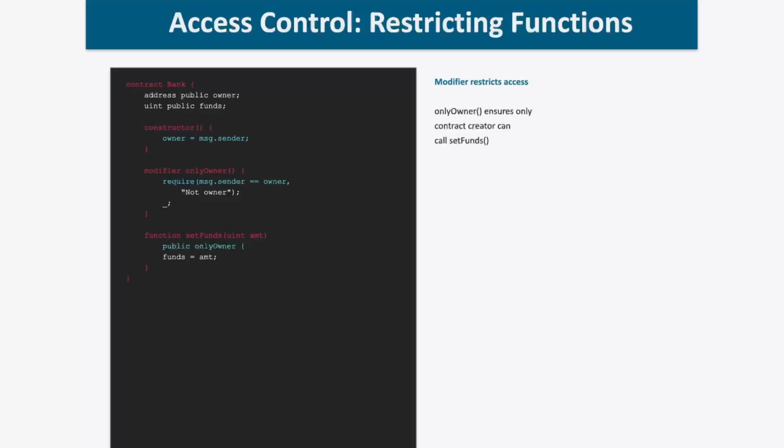Then we have an only owner modifier. This checks is the caller the owner, and if not, revert with an error. After that, the underscore means run the function body here. By adding the only owner modifier to the set funds function, we restrict access. Only the owner can call set funds. If anyone else tries, the required check fails.